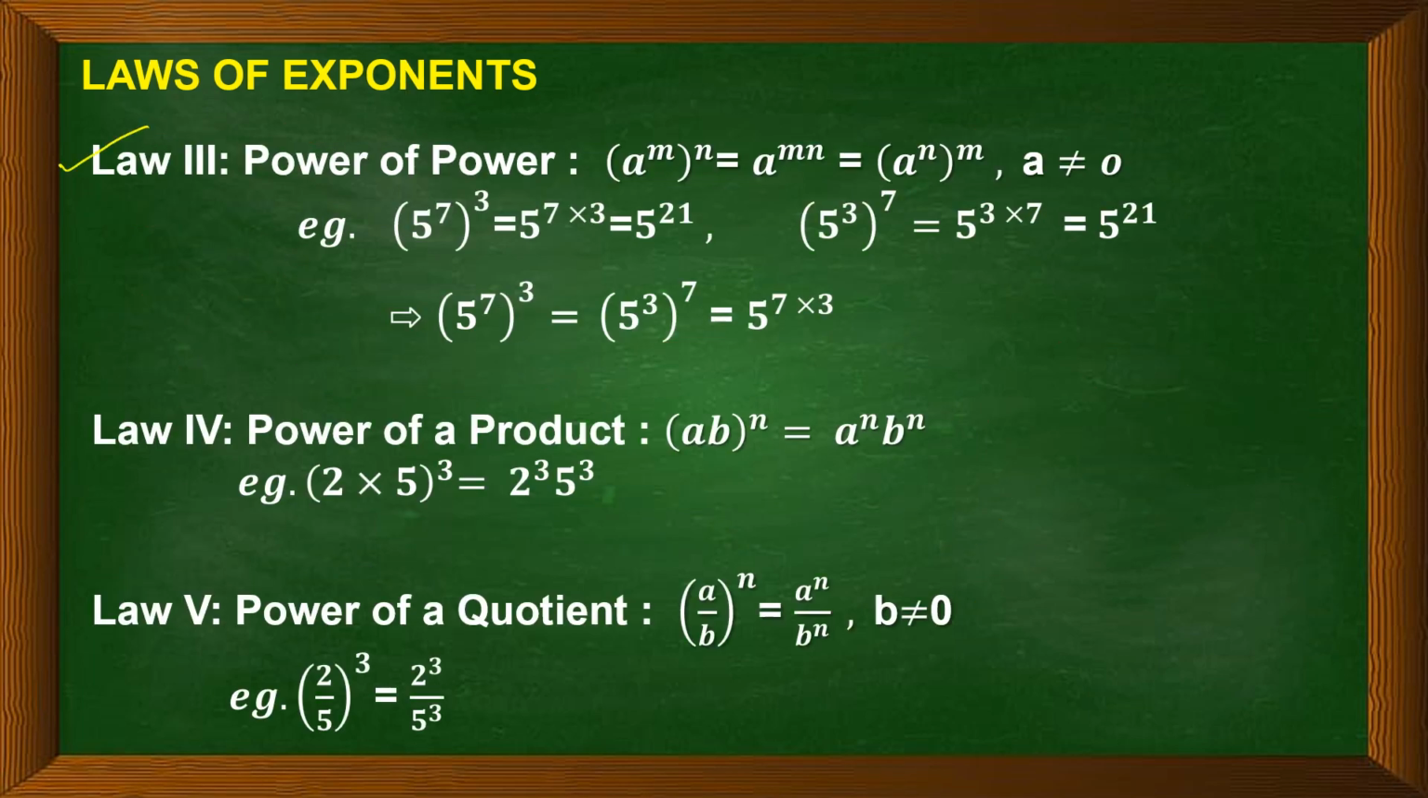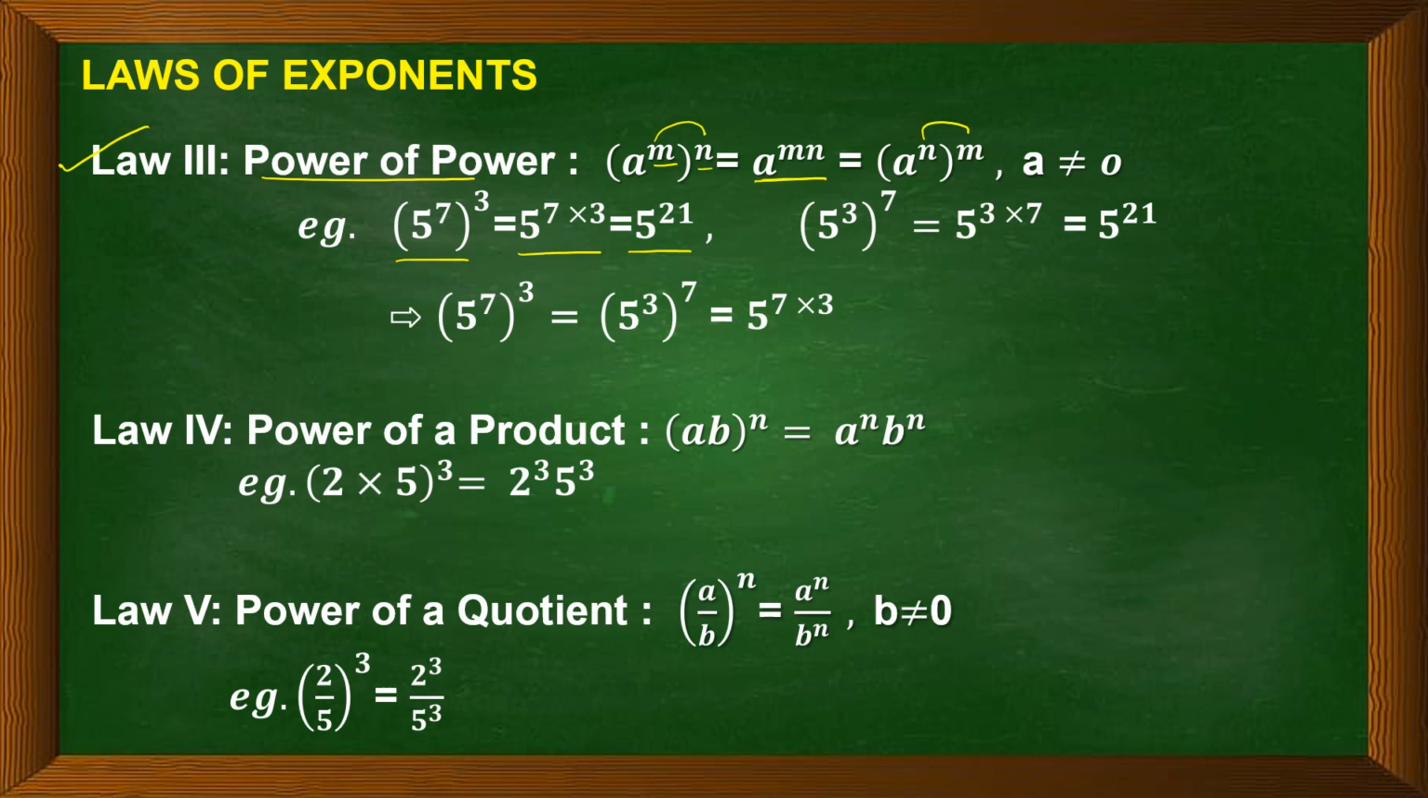Now the third law is power of power. Over here we have one power inside, one power outside. So in such cases we multiply the powers. Whether m is inside or n is outside, it doesn't matter. We have to multiply the powers and get the product. For example, (5^7)^3 is equal to 5^(7 into 3), which is equal to 5^21.